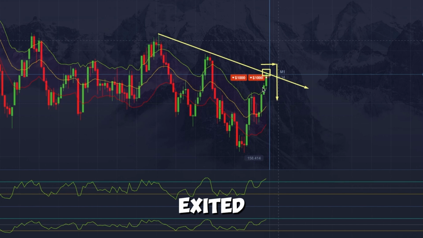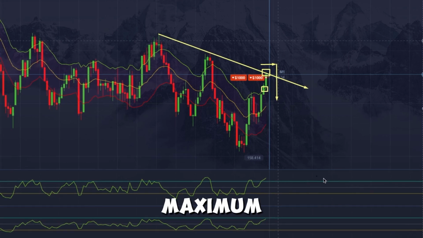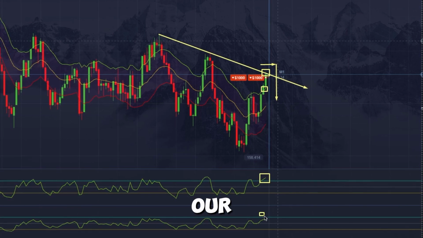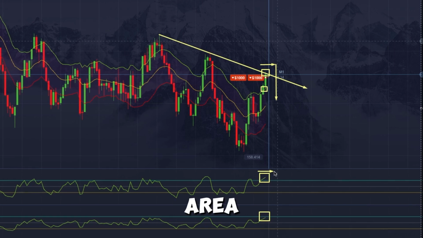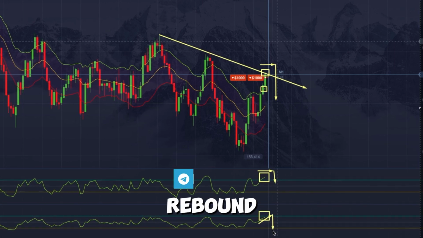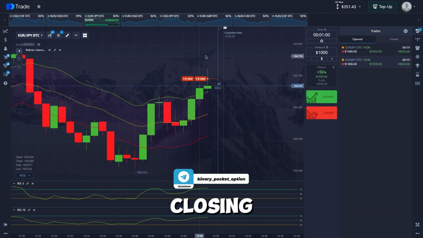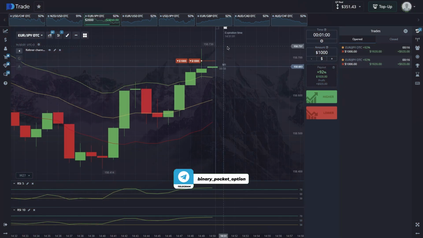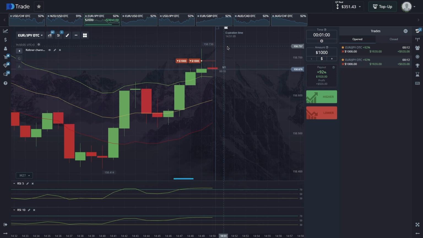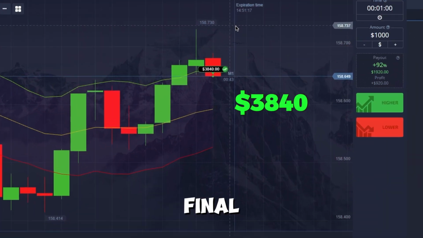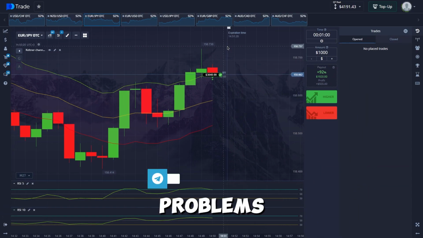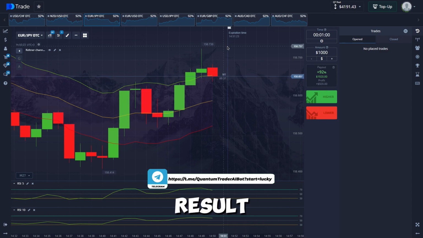As we have exited the channel movement, a new local maximum has formed, and our oscillator is also in the overbought area. We will expect a rebound and exit from this area. Let's keep an eye on the outcome of our closing trades. And our final transactions are closing without any problems, plus an excellent result for today.